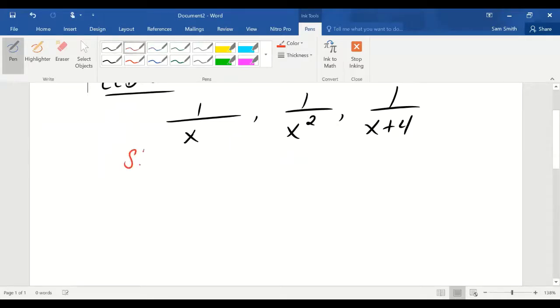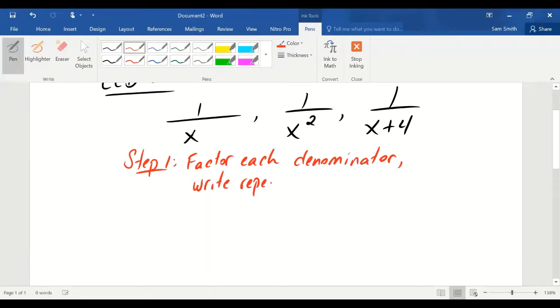So step one is to factor each denominator, and write duplicate factors. If you have a repeating factor, write using exponents. Now that step has already been done for us in this problem. x cannot be factored any further. x plus 4 cannot be factored any further. In the center, I have an x times x, so I've written that repeating factor as x squared using an exponent.